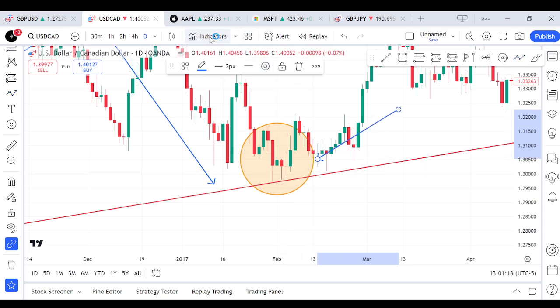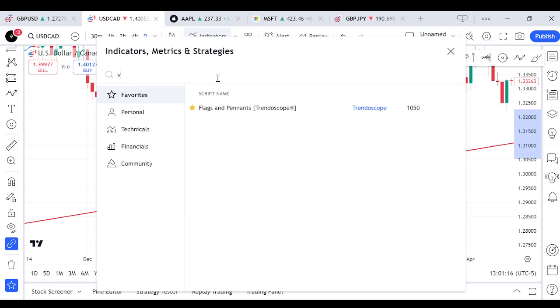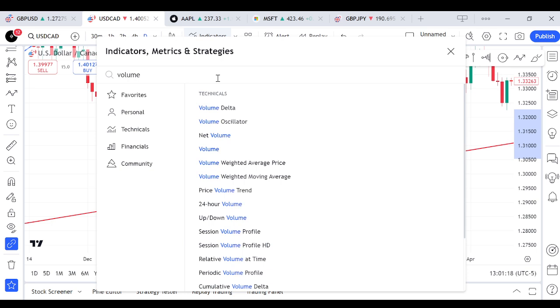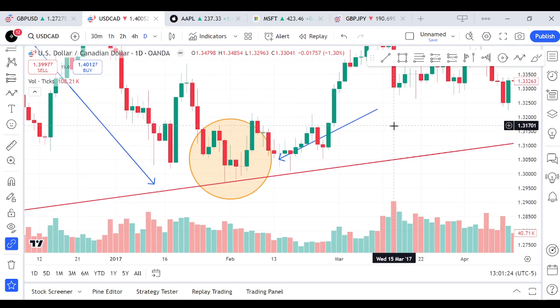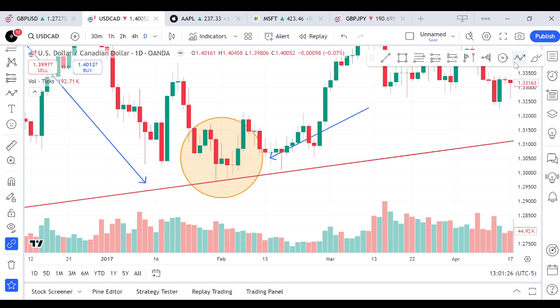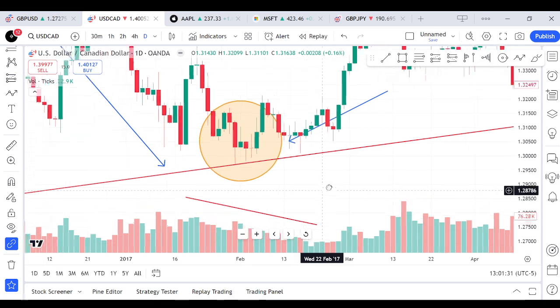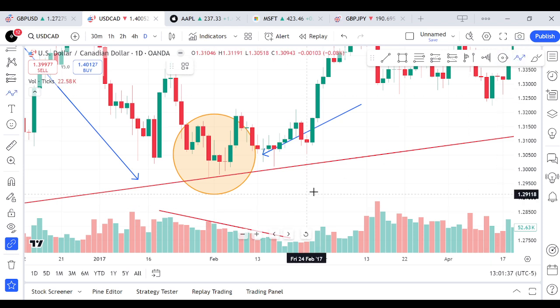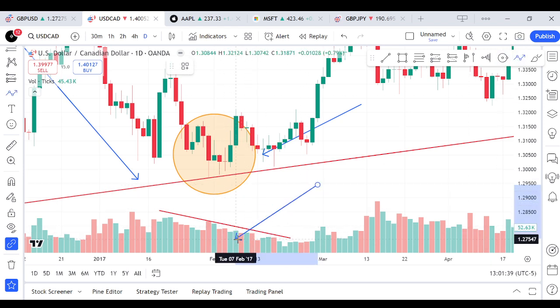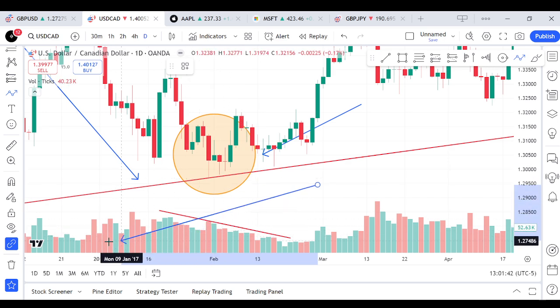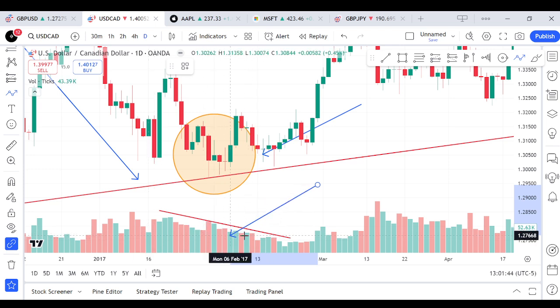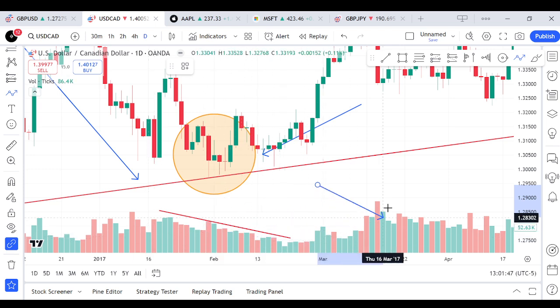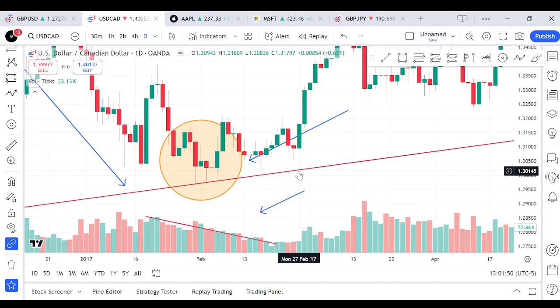If I add my volume indicator, I like to use the volume indicator to confirm these candlestick patterns, because it tells us if buyers are actually stepping into the market. You can see the volume decreasing, and you can see more from here. We're now having more buying volume than selling volume. You see, we're having more selling volumes here, but right here at this area, we started having more buying volumes, and that's another confirmation we could use.